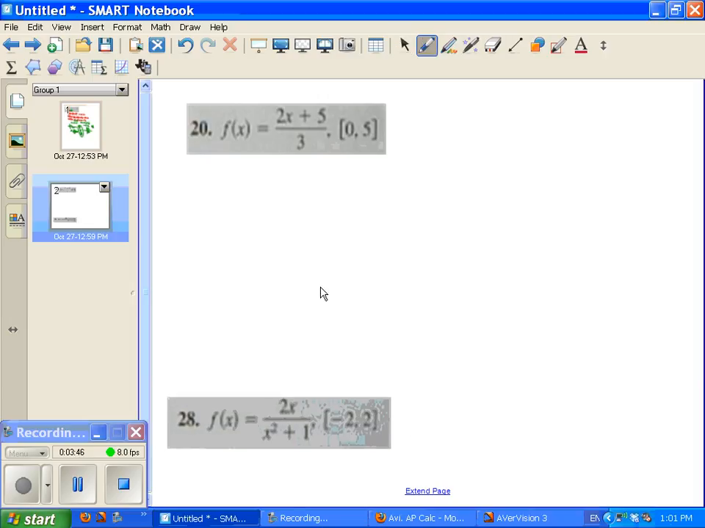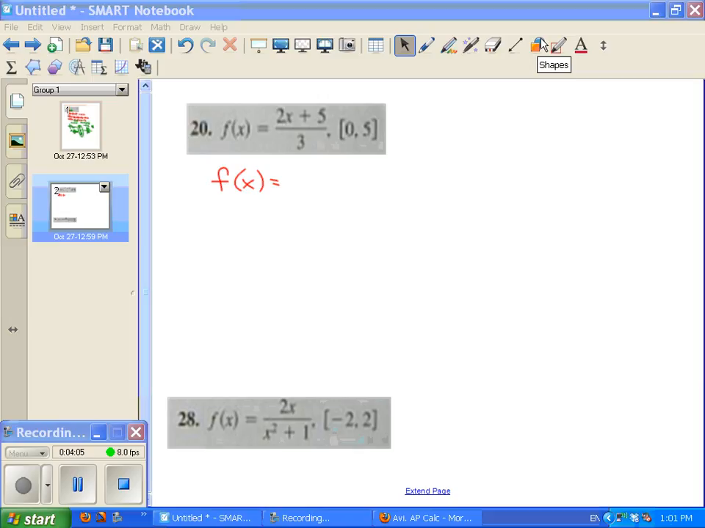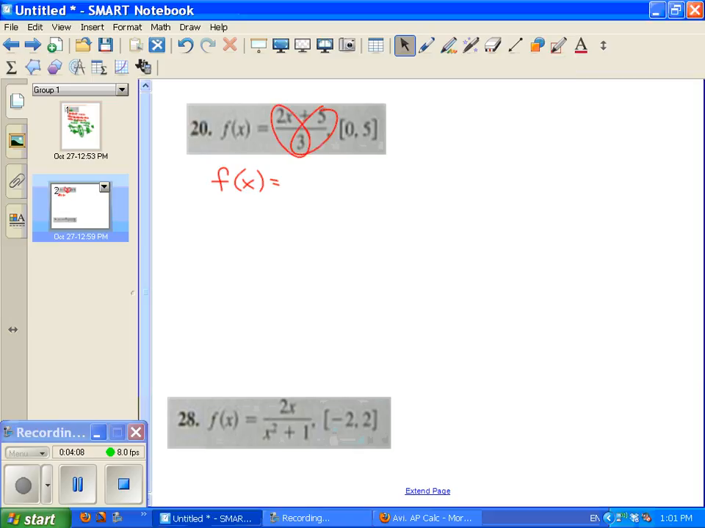For this one, the directions just say that we are supposed to locate the absolute extrema of the function on this closed interval. Actually, it's going to be easier if I don't fill that in. What can I do to make it easier to take the derivative of? Times 3 to the negative first. Oh, that's worse. How about I just break this up? 2/3 x plus 5/3. Now, take the derivative of it. I'm going to get 2/3. I like that. Okay, so when is this thing going to equal 0?